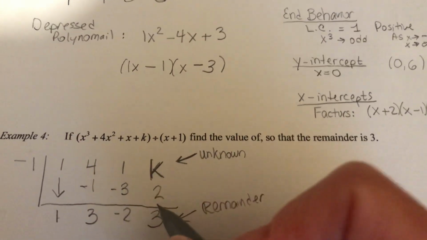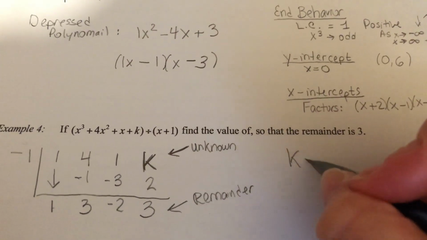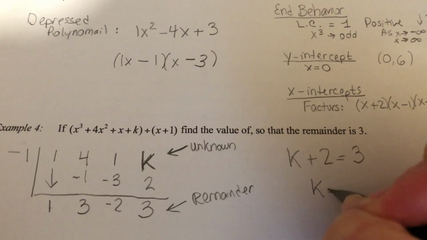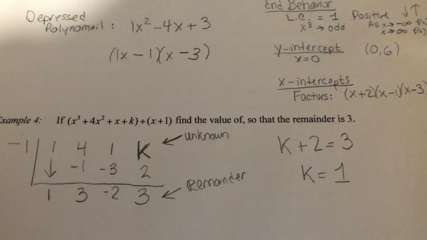Normally we would add. So I know that k plus 2 has to equal 3. So what's k equal to? K would be a value of 1.